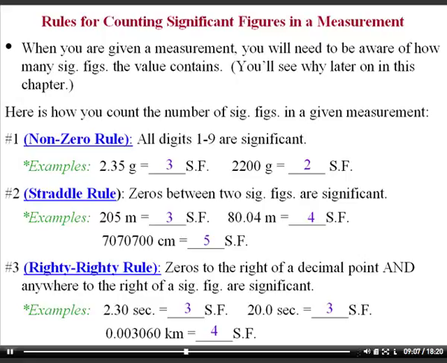So what does this mean? If you measure something that was 0.003060 kilometers long, you would definitely know the 3 for sure, the 0 for sure, the 6 for sure, but you're estimating that last 0. Maybe it landed right on the mark on your ruler, or maybe it's an odometer or something and that last little digit clicked over to a 0.